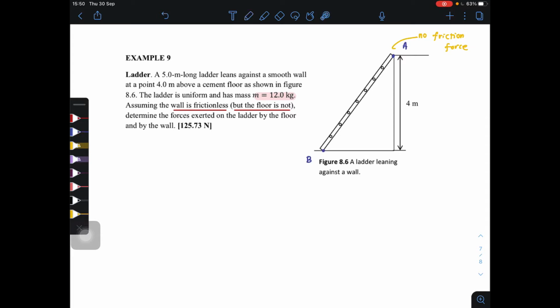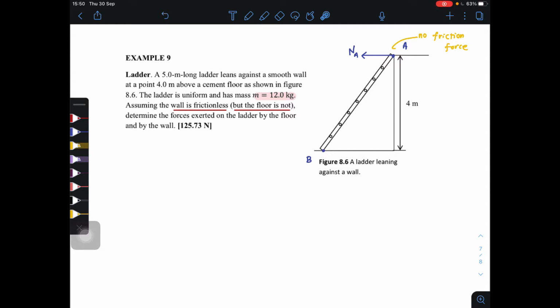So kita tengok dekat point A dahulu. So since dekat sini adalah surface, so macam yang kita belajar sebelum ni, kalau ada surface bermaksud akan ada normal force. So normal force is always perpendicular to the surface. So this will be the normal force. So let me label NA. Normal force at A. And then what else?